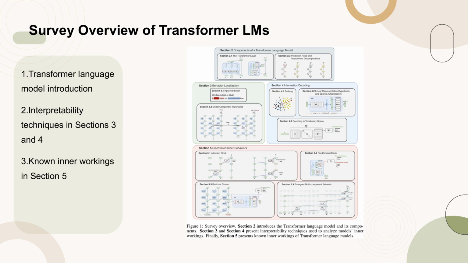Figure 1 provides a comprehensive overview of the survey, detailing the structure and content of the paper. Section 2 introduces the transformer language model, outlining its components and architecture. Sections 3 and 4 delve into the interpretability techniques employed to analyze the inner workings of these models, offering insights into how researchers understand and decode the information processed by these systems. Finally, Section 5 presents the known inner workings of transformer language models, summarizing the current understanding of their operational mechanisms.